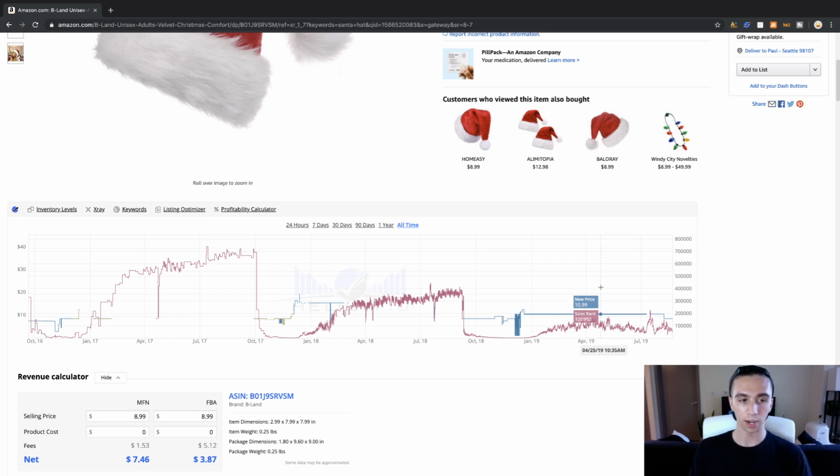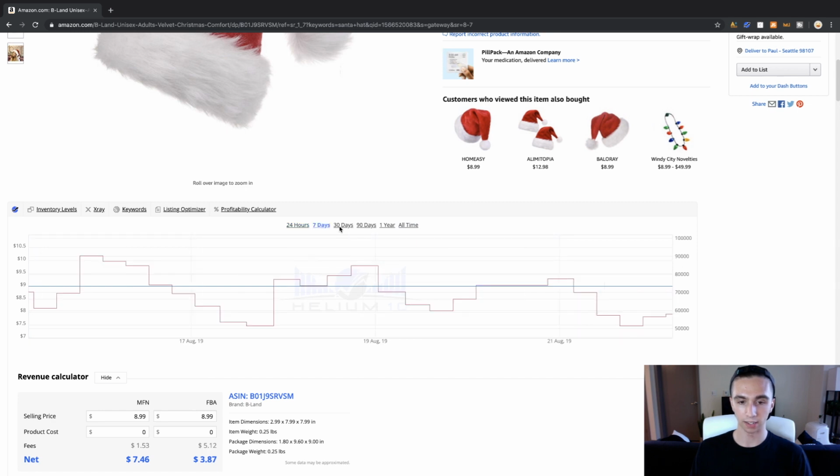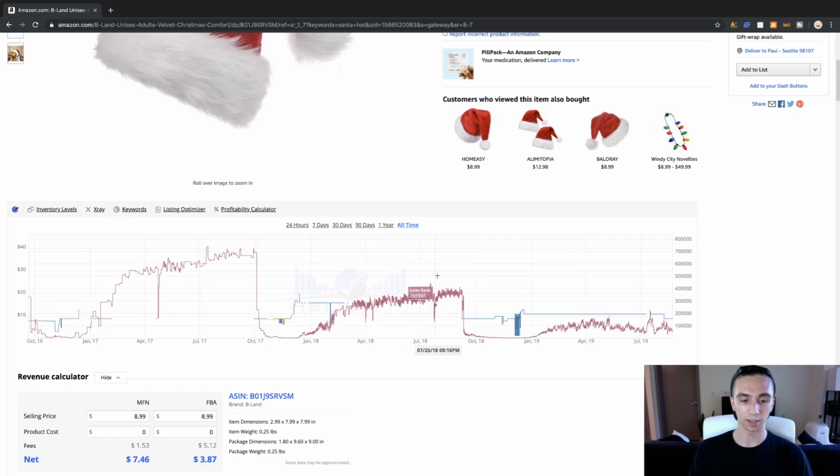Feel free to mess around. It comes with some other things like inventory levels. You could look at different time periods. So in the last 7 days, every dip downward in sales rank means they actually made a sale. Not exactly. Don't quote me on that. If it's going down, that means they're making more sales than they have been. So that's how you interpret the Helium 10 graphs.